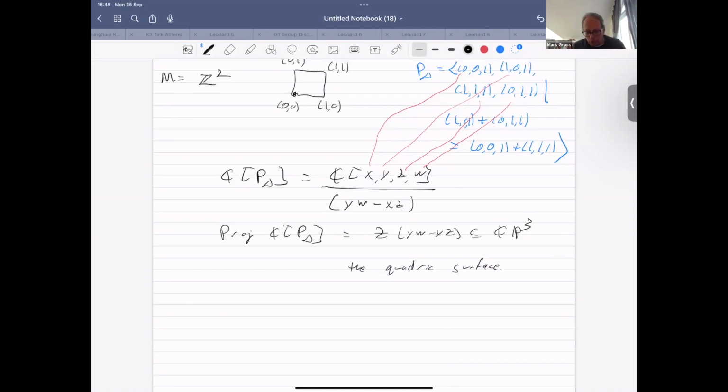Okay, so again, this time we've gotten a projective variety. And let me just give one example as an exercise. What does this polytope give you?